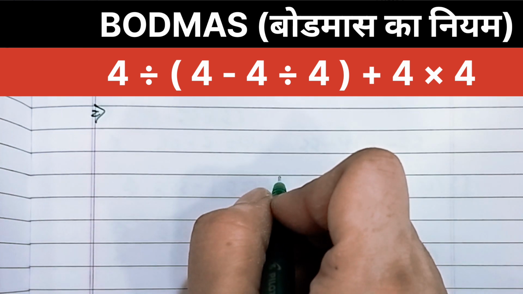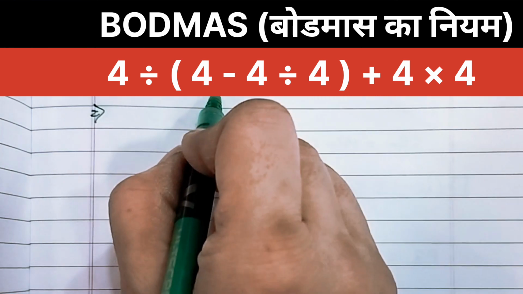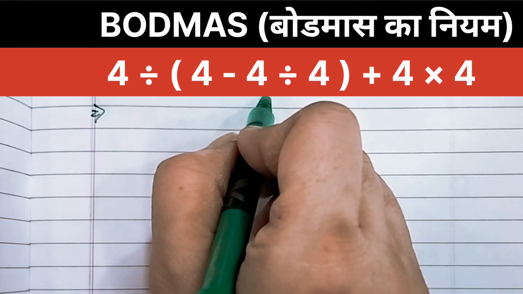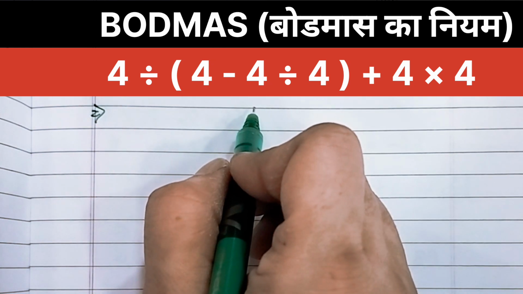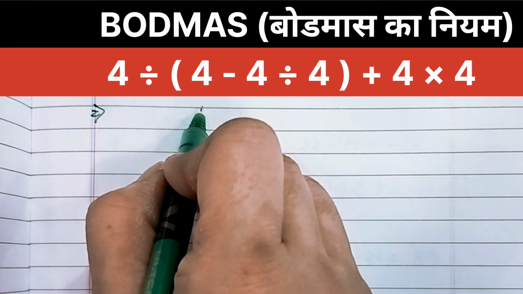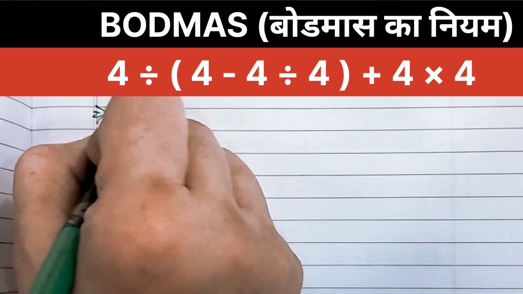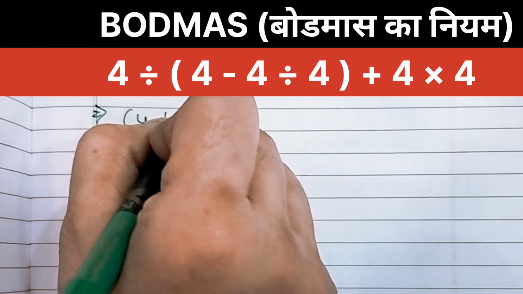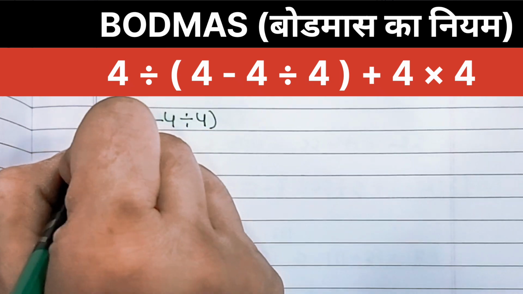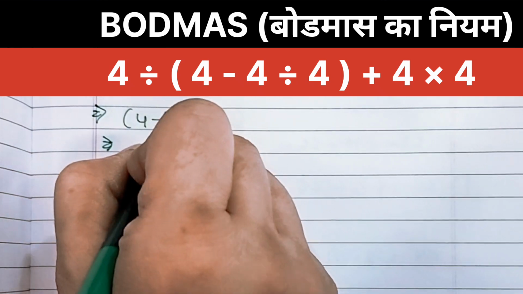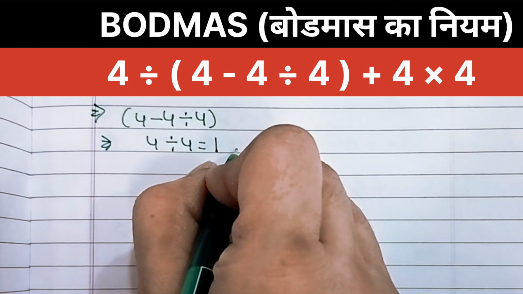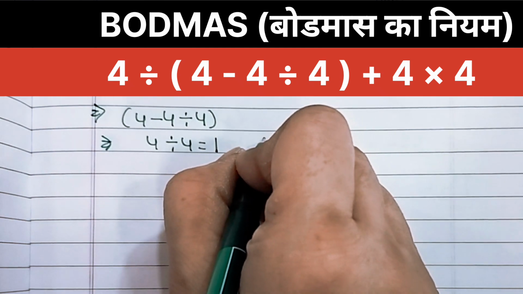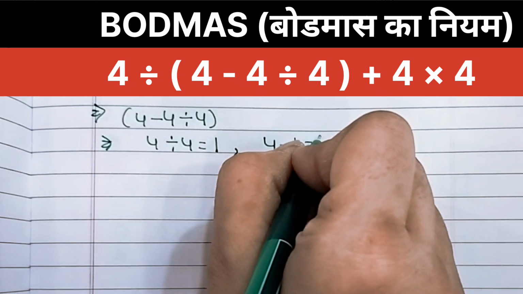Now first we solve brackets, solve the inner part first like this. So in this brackets, we have both subtraction and division. So according to BODMAS, division comes first before subtraction. So first 4 minus 4 divided by 4, we do first division. 4 divided by 4 will get 1, and after we'll subtract the values. So 4 minus 1 will get 3.